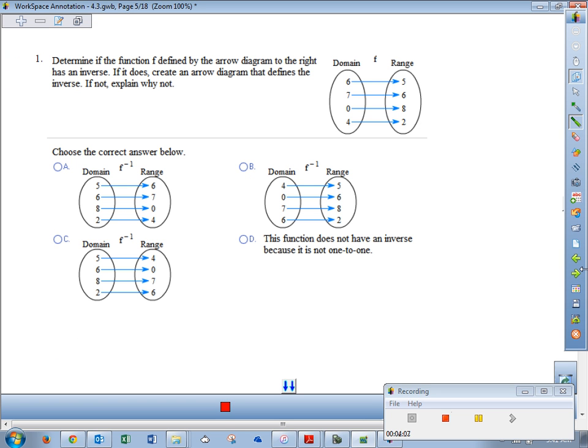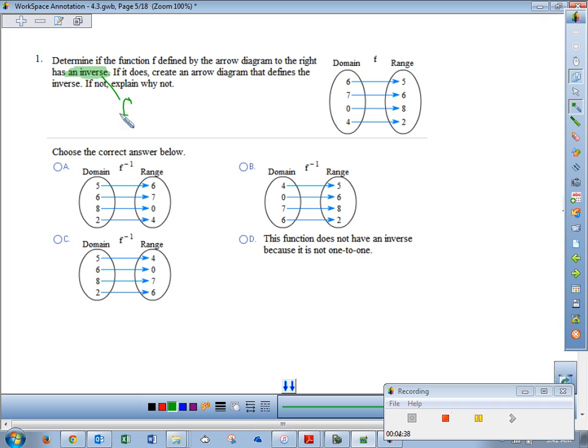So let's get to some questions finally. Determine if the function f defined by the arrow diagram, which is usually called a mapping, has an inverse. If it does, create an arrow diagram that defines the inverse. If not, explain why. We've got to understand what they're saying. Because the real math teacher in me says everything has an inverse. When they're asking you if it has an inverse, they're asking you if it has an inverse function.